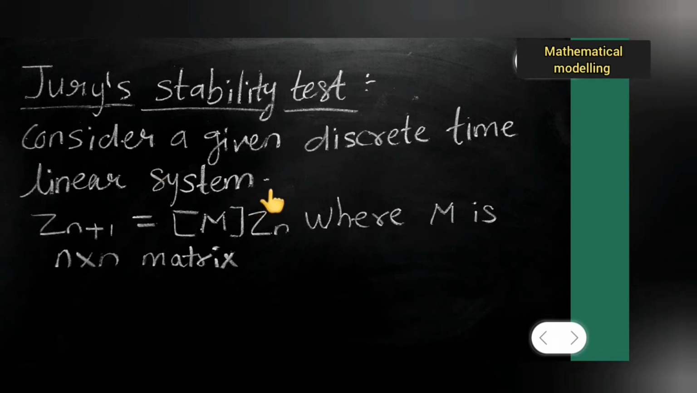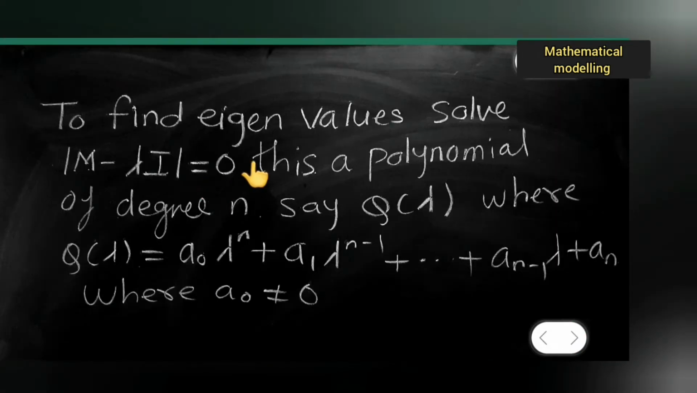What I'll have to consider is a discrete time linear system, Zn plus 1 is equal to M into Zn, where M is an n into n matrix. Now to find eigenvalues, what we need to do? We need to solve this determinant of M minus lambda I is equal to 0.